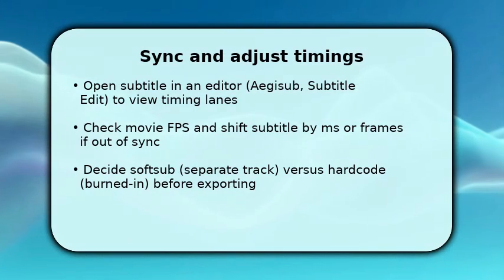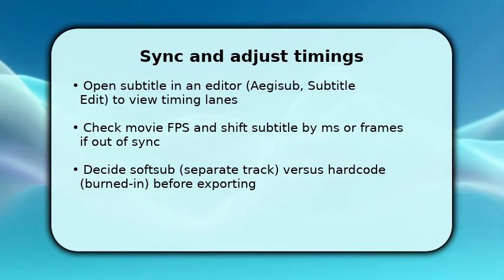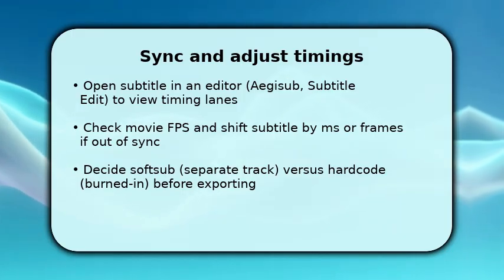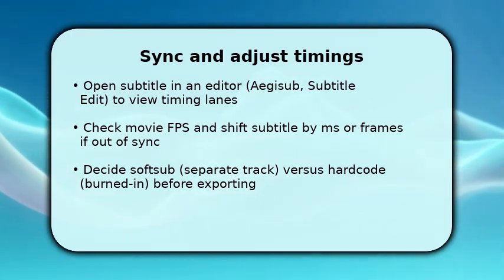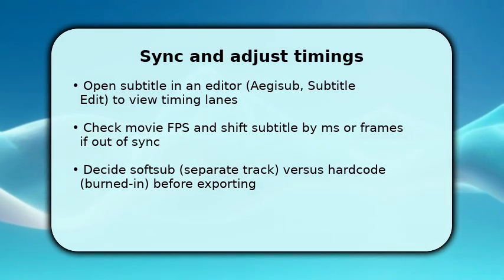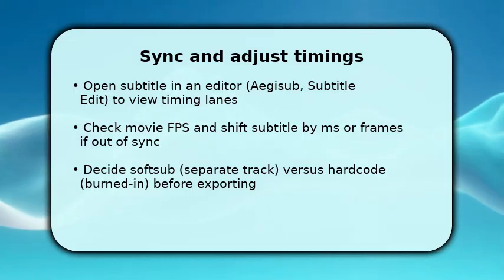Once the files are matched, load the subtitle into an editor so you can see and adjust per line timing. Play the movie while scrubbing to a problem spot, then shift subtitles by milliseconds or frames. Use FPS info to calculate exact offsets. If lines drift over the runtime, apply a rate change or stretch, not just a single shift.